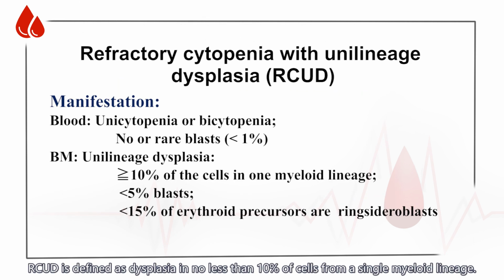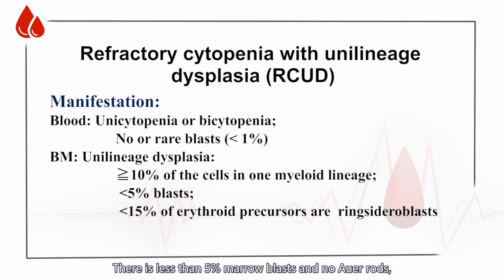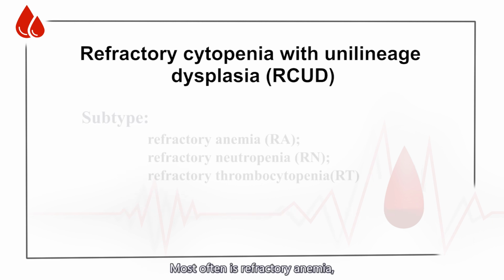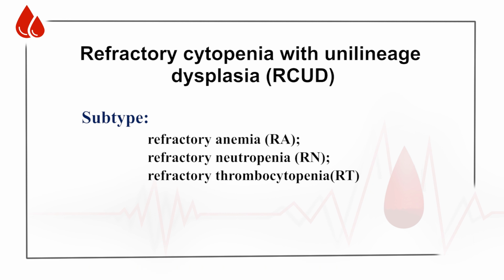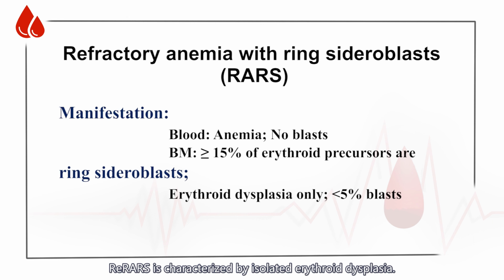RCUD is defined as dysplasia in no less than 10% of cells from a single myeloid lineage. There is less than 5% myeloblast and no Auer rods, and less than 15% of erythroid precursors are ring sideroblast. Most often it is refractory anemia, but it can be refractory neutropenia or refractory thrombocytopenia. RARS is characterized by isolated erythroid dysplasia. There is less than 5% myeloblast, less than 1% blood blast, and no less than 15% ring sideroblast.